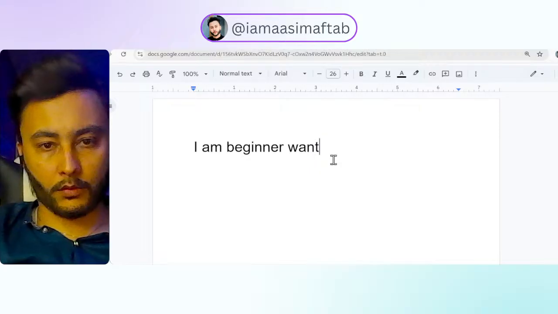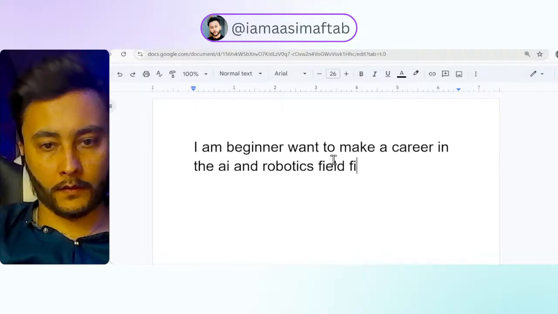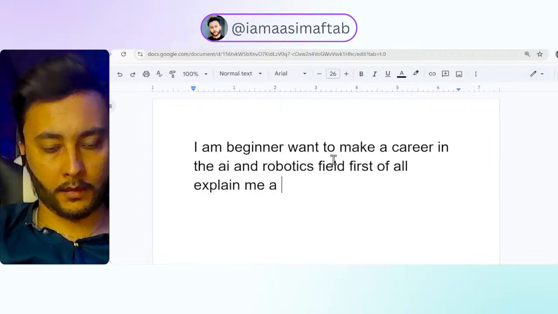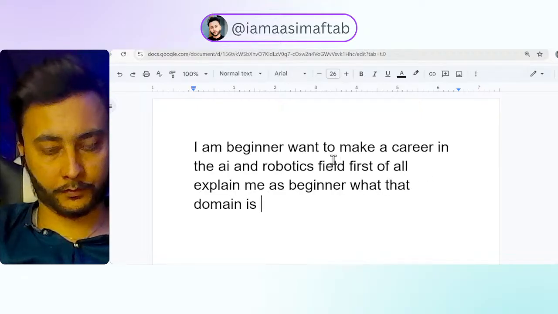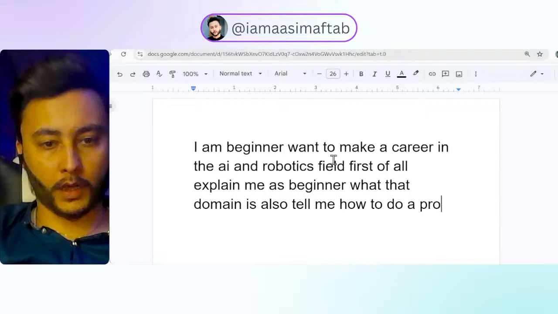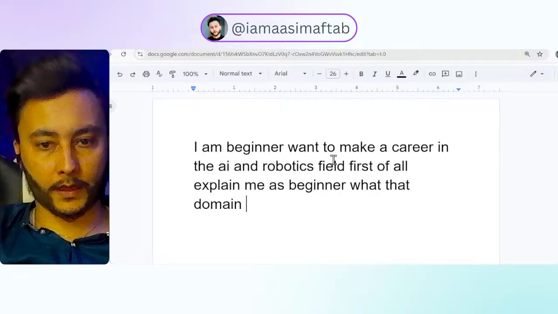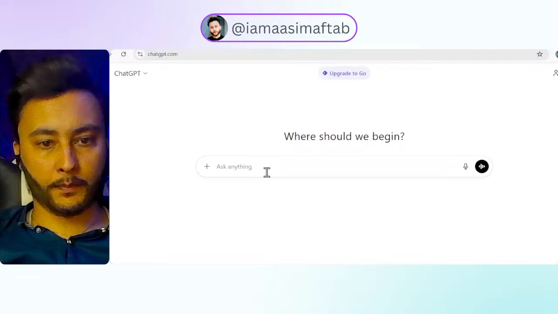Let's start with: I'm a beginner, want to make a career in the AI and robotics field. First of all, explain to me as a beginner what that domain is. Also, tell me how to do proper research. For now, we will understand what that field is. Okay, let me control C, paste that prompt.